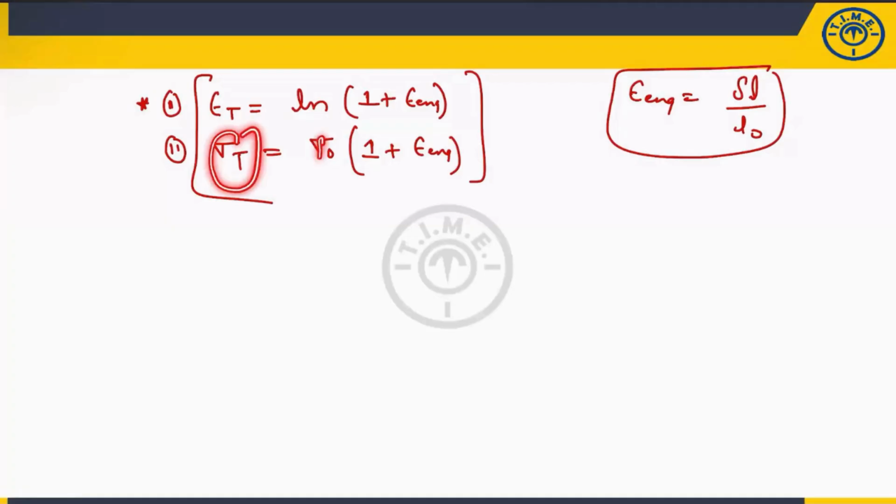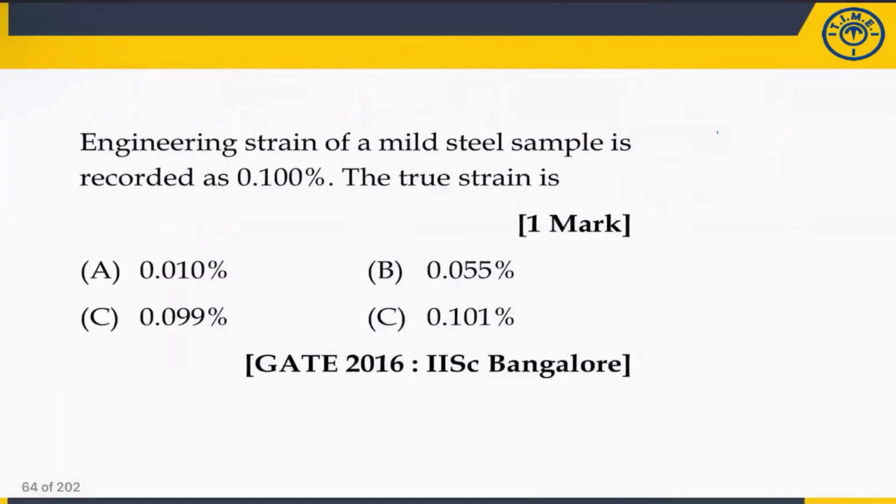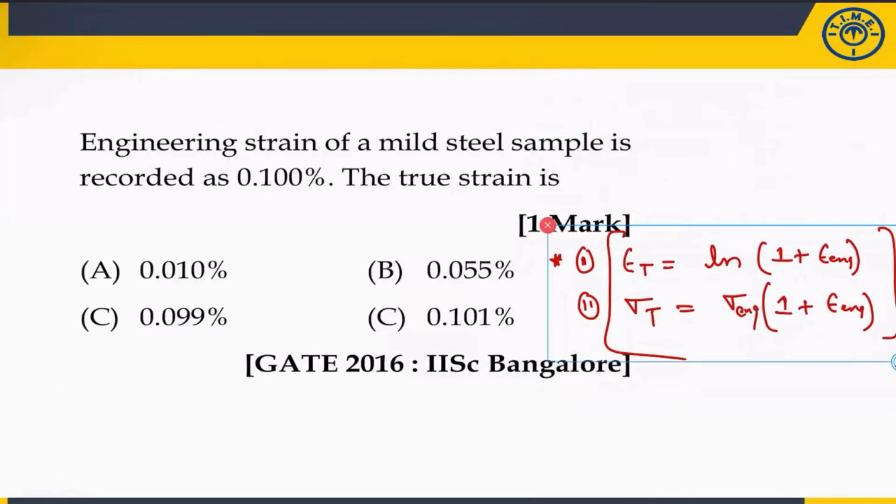Now the true stress is sigma naught, which is the engineering stress only. If you want, I will use the same notation. Engineering stress is force per unit area, that is, the resisting normal force per unit area. So if you know the engineering strain, you can calculate the true strain as well as the true stress, because once the load and area are given, you can easily calculate this value, and the engineering strain also. Okay, so based on that, they have asked one question. Can you please tell me what will be the answer for this question?